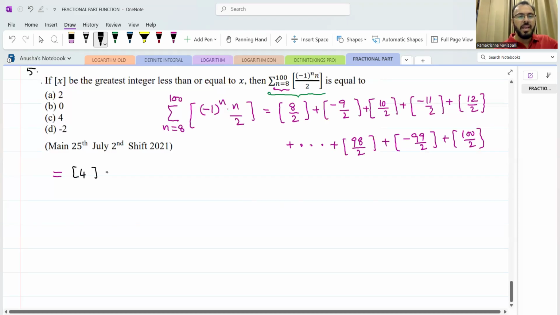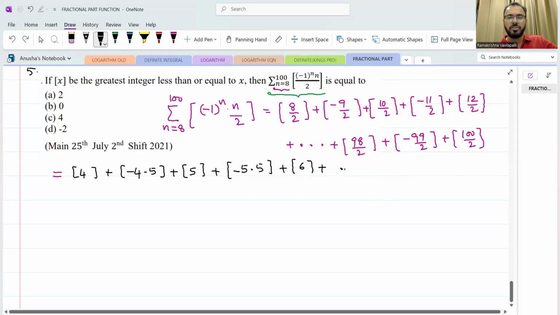And next, integral part of minus 4.5, plus integral part of 5. By this time you would have got an idea: minus 5.5, you are just increasing by 0.5 alternately. 6, next you can predict 6.5 minus. I won't write it all, and so on. What are the last two terms?